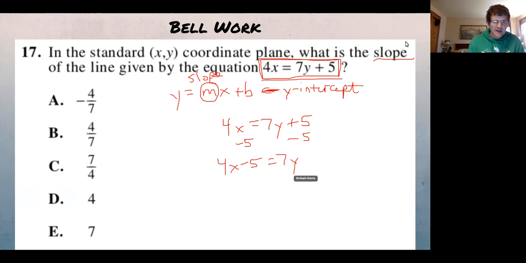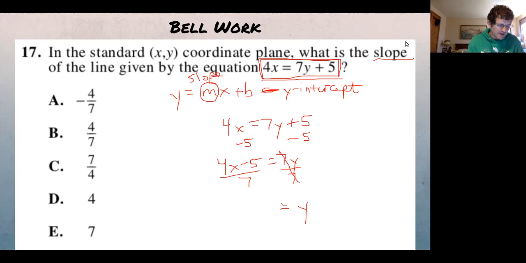And of course, again, I want the y by itself, so I want to get rid of the 7. We always do inverse operations. So if I'm doing 7 times y, the inverse is to divide by 7. And I need to divide that side by 7 as well. Those cancel out, and this is y. So I get 4x minus 5 over 7.